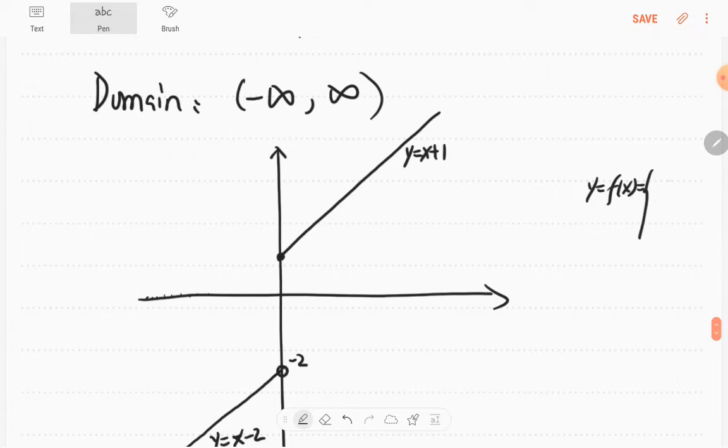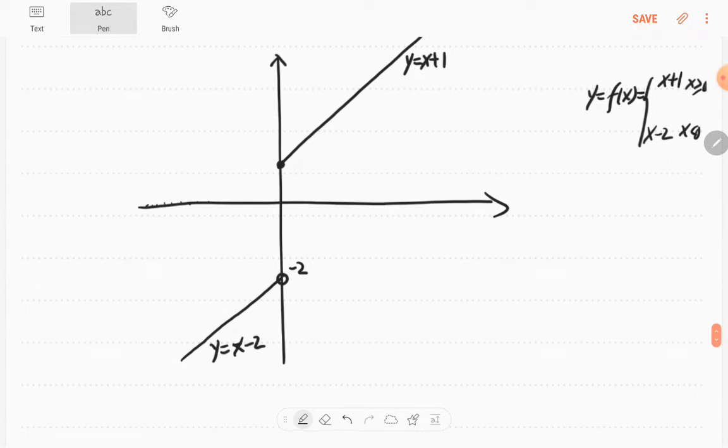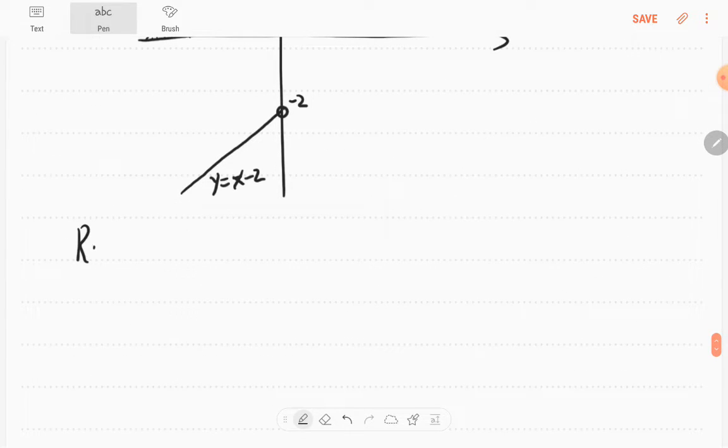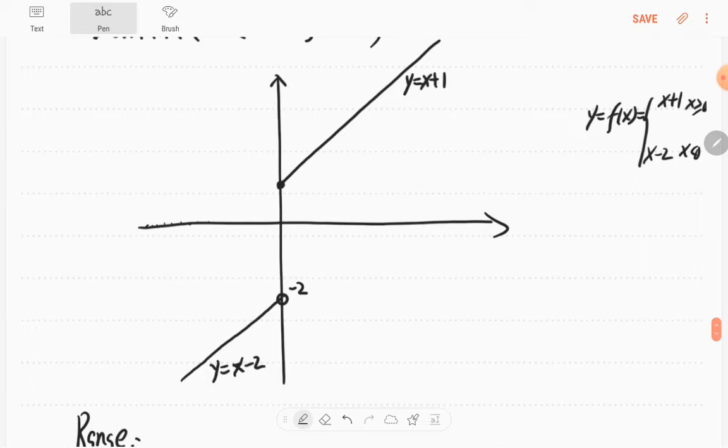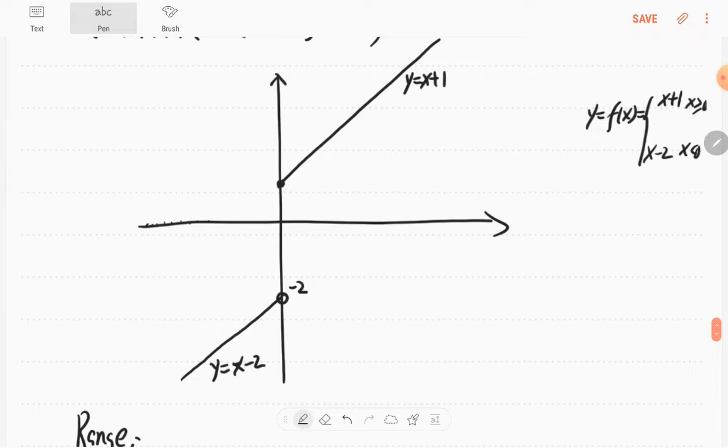f of x has different values: x plus 1 when x is greater than or equal to 0, and when x is less than 0, it's equal to x minus 2. So this is the graph. If we need to find the range of a piecewise function, you'd better look at the graph. Sketch the graph first so you can see the y values.